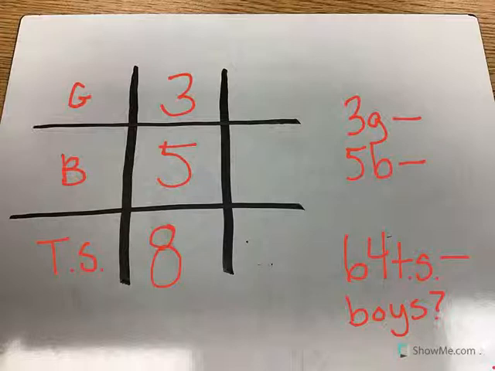So where do I put the 64? Well, I have total students here. They give me 64 total students. Total students is on the bottom. I have 8 total students. That's on the bottom. So 64 would go here.